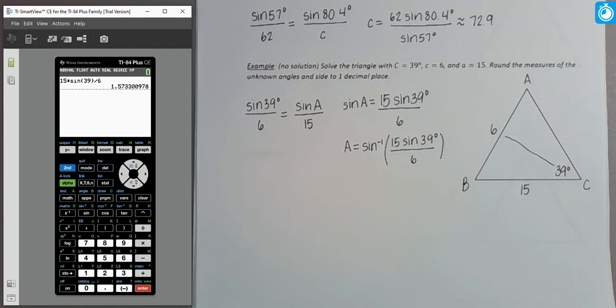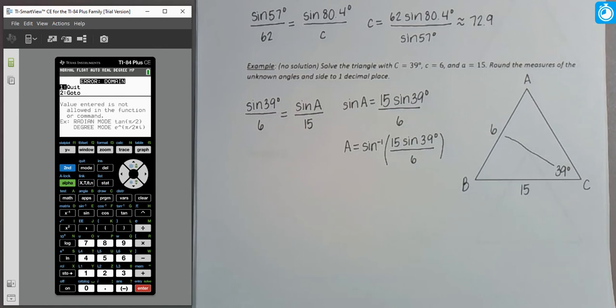So what's going to happen when we take the inverse sine? I'm going to take the inverse sine, copy my answer from the previous line, and what happens? I get an error. I get a domain error. That means that this value that was plugged into the inverse sine doesn't exist within the inverse sine's domain.